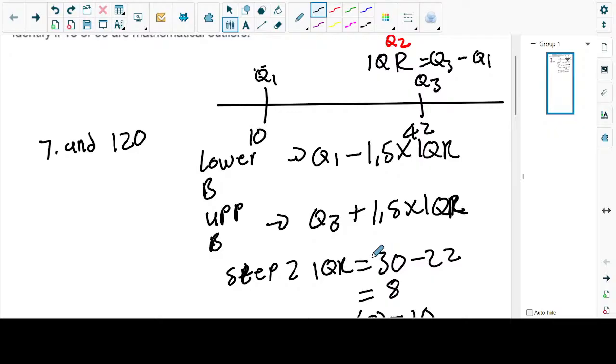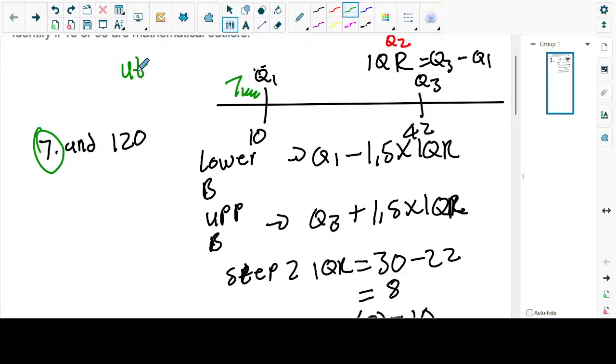Okay, now I gave you two values that you need to check. You're going to check if they fall inside the number line or outside the number line. If it falls inside the number line, it's fine. It's not an outlier. But if it falls outside, it's an outlier. Let's start with 7. Where would you find 7 on the number line? Before 10 or after 10? Before 10. So it's outside. It's not inside. So it's an outlier.